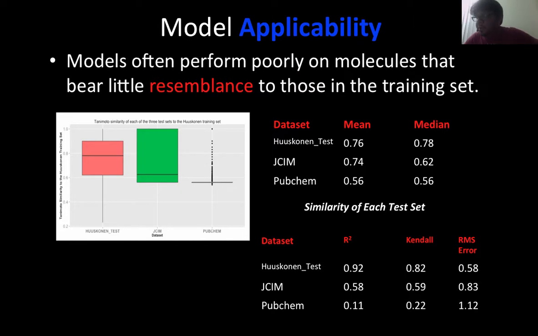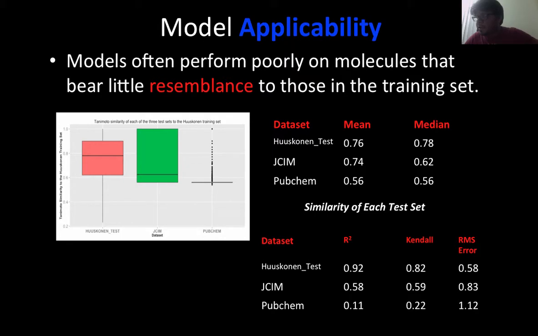And taking the PubChem data set, it's very different from the training set. The mean and the median similarities are very low. Similarities in this range are what we would tend to expect from a pair of random compounds. We would expect extremely poor performance for this data set. Also, below is another table which shows the R square, Kendall tau, and RMS error for the prediction of each of the three data sets.